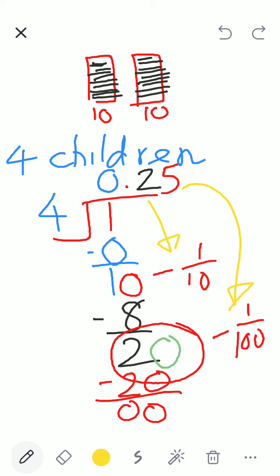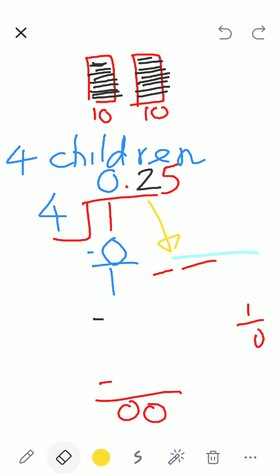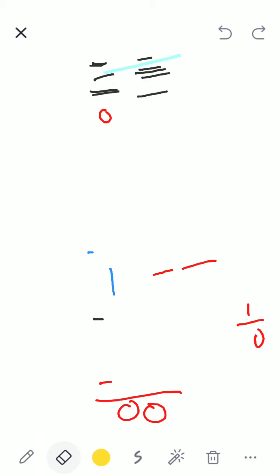Why hundredth? Because the 2 pieces which were divided had to be cut into 10 pieces each. So it became the hundredth. Clear, Salma? Yes. So this is how I get place value. This is how I picturize place value.